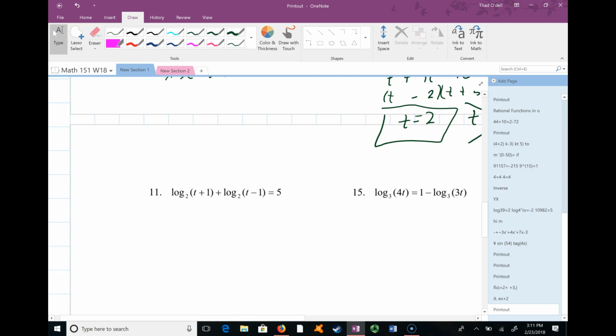Very similar to the last one. We've got to combine them first. So that would be log base 2. And I'm going to go ahead and multiply that out. t times t is t squared. That would be t minus 2, which would be 0, and then minus 1. And that's equal to 5.